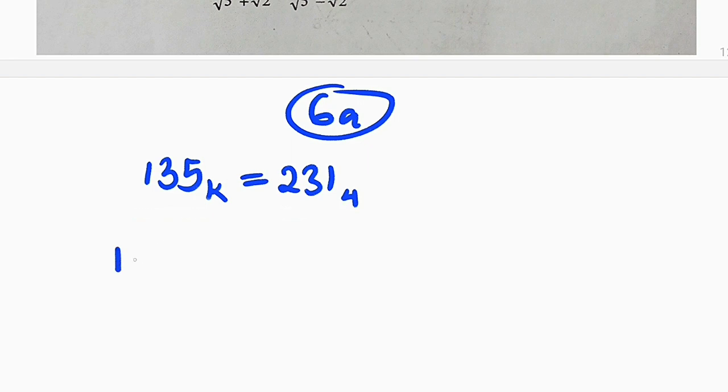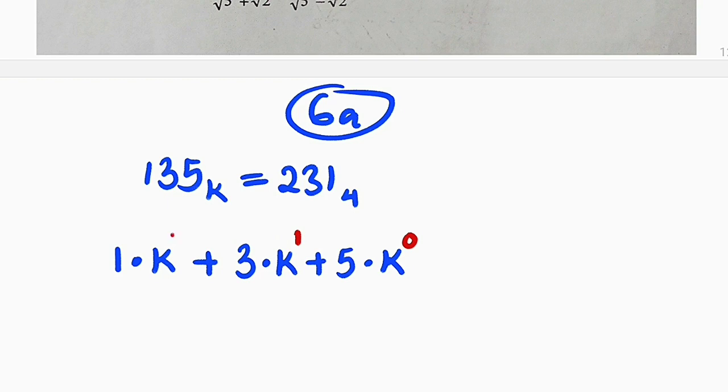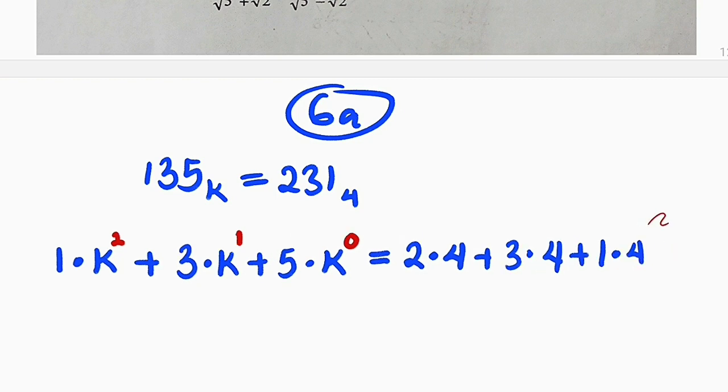So we take 1, we multiply it by the base, which is k, we add, take 3, multiplied by the base, which is k, plus take 5, multiplied by the base. Assign index. This is 0, this is 1, this is 2. Then you move to the right hand side. You take 2, you multiply it by 4. You add, you take 3, you multiply it by 4. Lastly, you take 1, you multiply by 4. Assign index 0, 1, and 2.